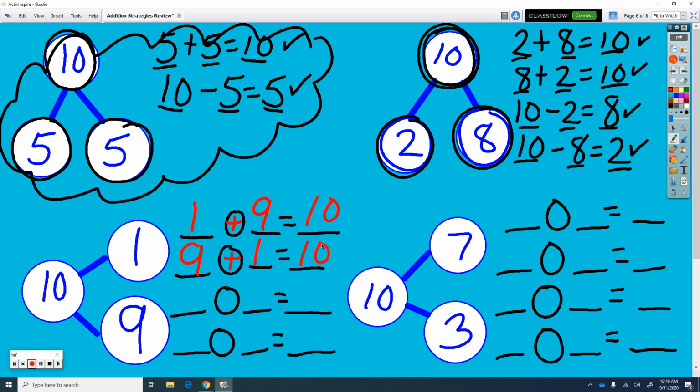All right, did you think of this one? Yeah. Did you think of this one? Good. We did some jumping. Good job. Those are all the related facts that go with 10 and 1 and 9 with that number bond.